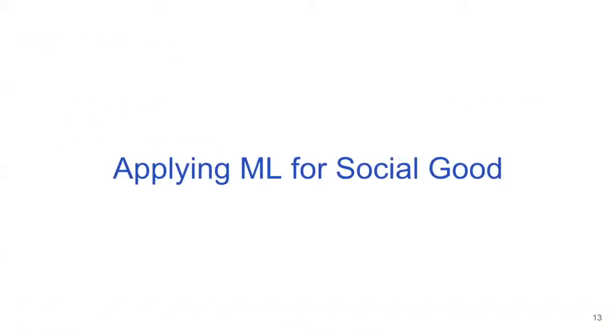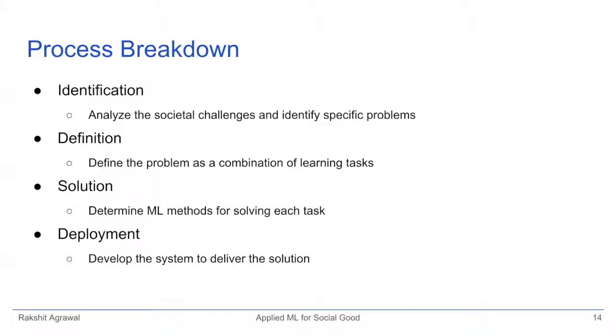So now, in this small segment left, I'll go over some idea of the process breakdown of applying machine learning to social good, with a small case study. So this is just a small coverage of the content. If we want to break down broadly how you look at a societal challenge and build a working solution for it, it can be broken into identification, definition, solution, and deployment.